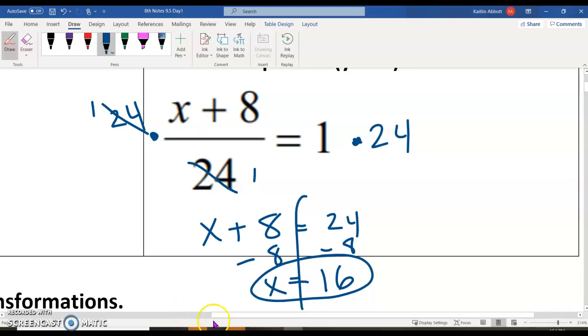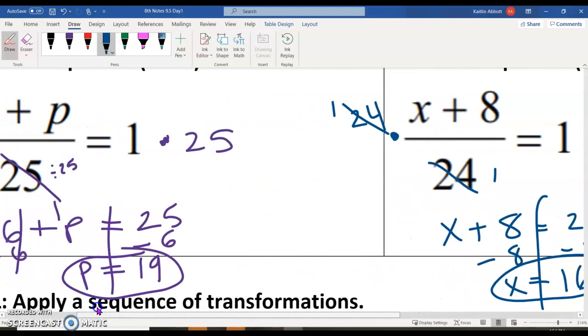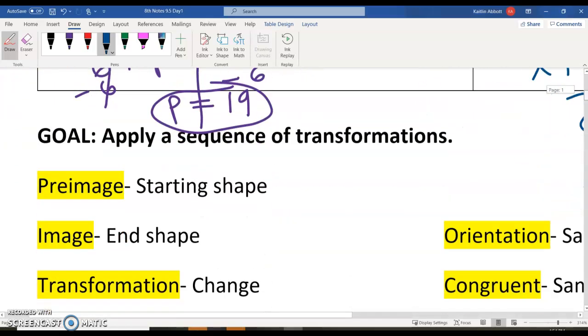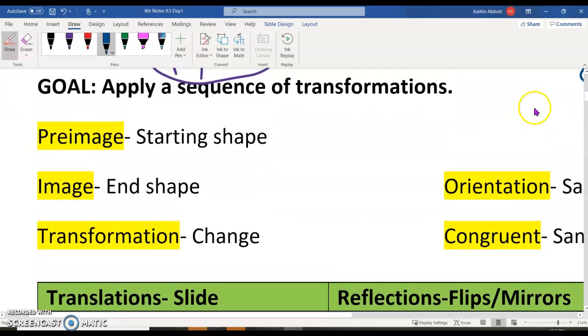Okay, so today's work, we are still dealing with transformations. However, today we are going to be putting all of our transformations together in a sequence. We're going to apply a sequence of transformations. So we have the pre-image, which you know is the starting shape. The image is the end shape. And today we're actually going to have a few images.